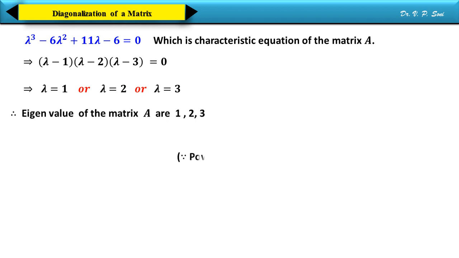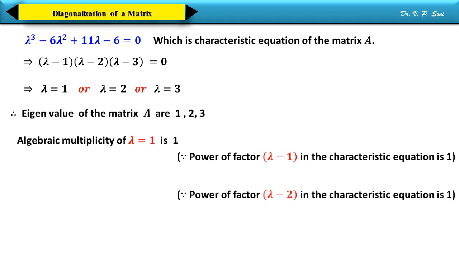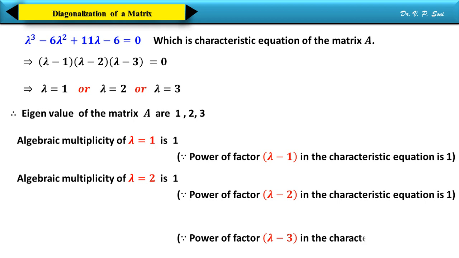Now power of factor lambda minus 1 in a characteristic equation is 1. Therefore algebraic multiplicity of lambda equal to 1 is 1. Power of factor lambda minus 2 in a characteristic equation is 1. Therefore algebraic multiplicity of lambda equal to 2 is 1. Power of factor lambda minus 3 in a characteristic equation is 1. Therefore algebraic multiplicity of lambda equal to 3 is 1.